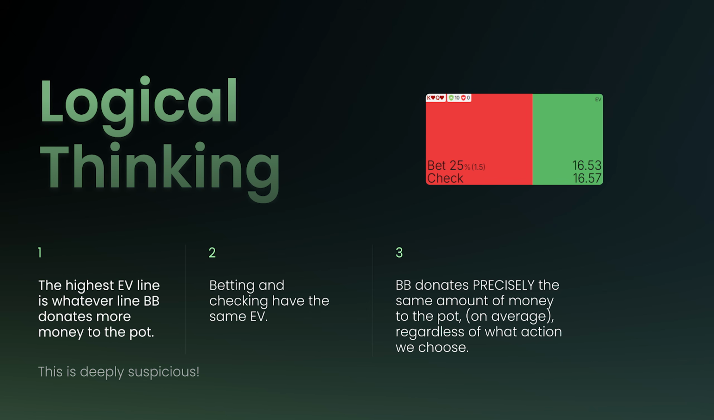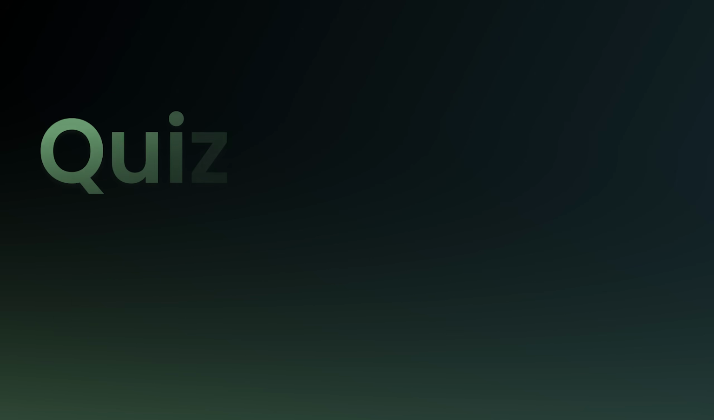And to me, this is deeply, deeply suspicious because what? You're telling me that regardless of whether or not we bet or check, on average, the Big Blind is going to put precisely the same amount of money into the pot? How is that even possible? How is it that balanced? It doesn't seem... Excuse me? Okay, let me throw a quiz your way.